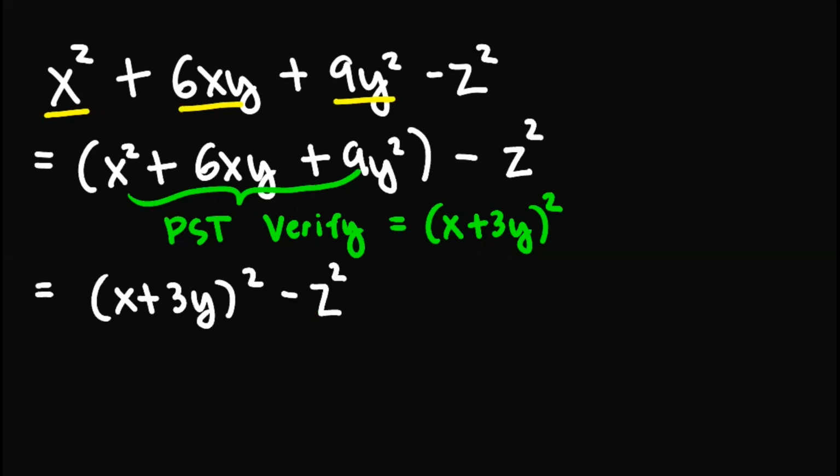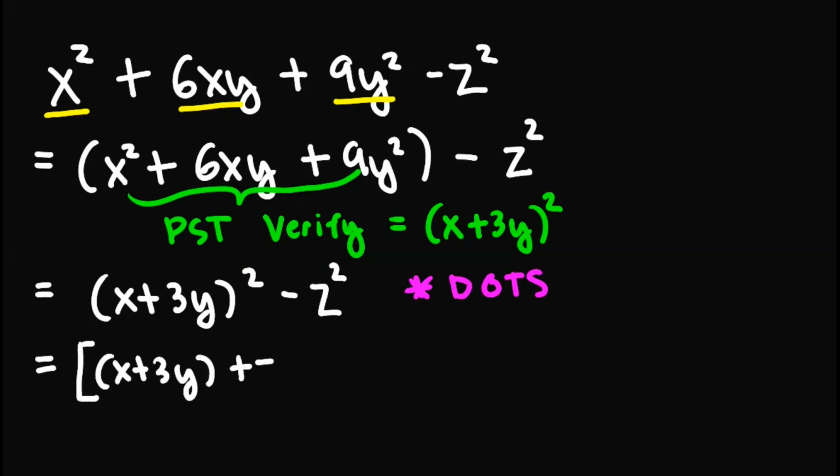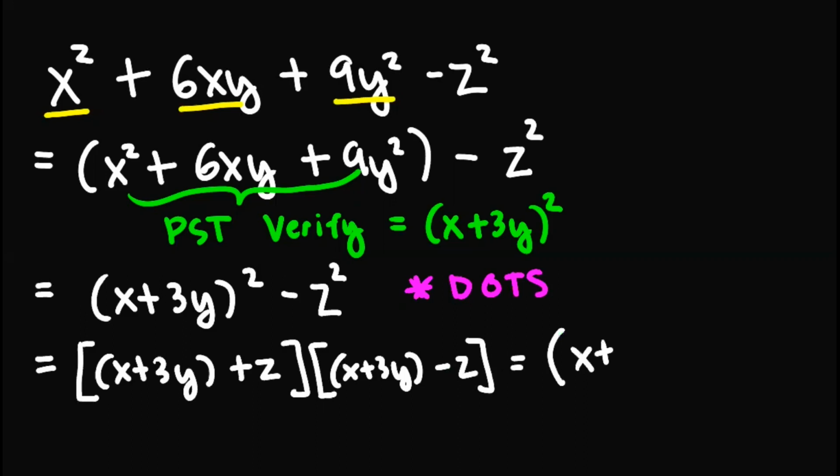And again, since we have two squares and a subtraction out here, we can use the difference of two squares. So applying the difference of two squares, this becomes x plus 3y plus z times x plus 3y minus z. Simplifying, we obtain x plus 3y plus z and x plus 3y minus z. So this is the factored form of this polynomial.